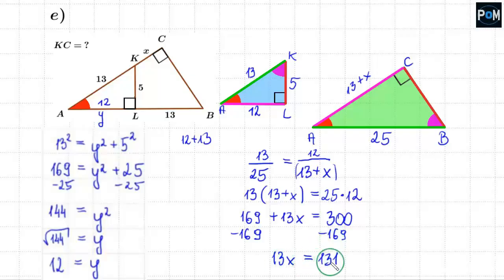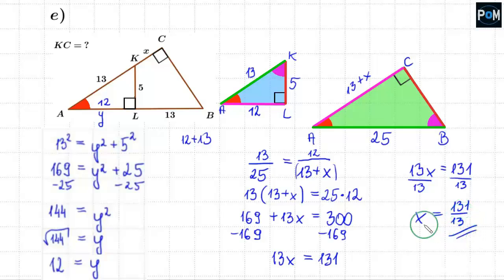That's how it looks at the moment. I'll divide everything by 13. Here I divide by 13, and here I divide by 13. This results in x being equal to 131/13, and it doesn't divide any further. This is the final result. I calculated the length of segment KC.